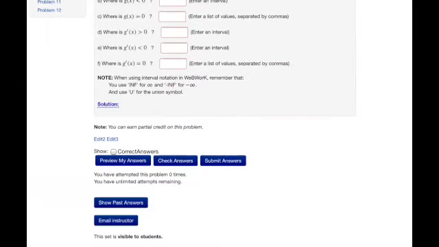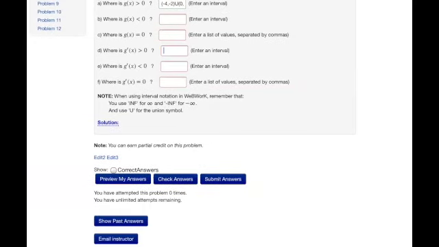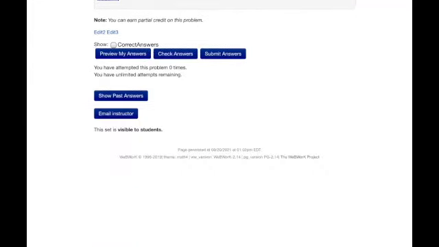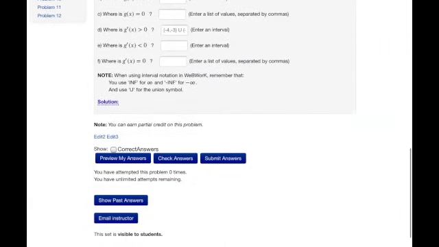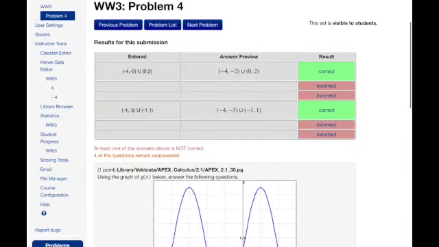As I type that in, let's make sure that WebWork is happy with that. -4 comma -3, union, -1 comma 1. And preview my answers to make sure they're expressing what I want. And then I can check my answers or submit my answers. That's correct.